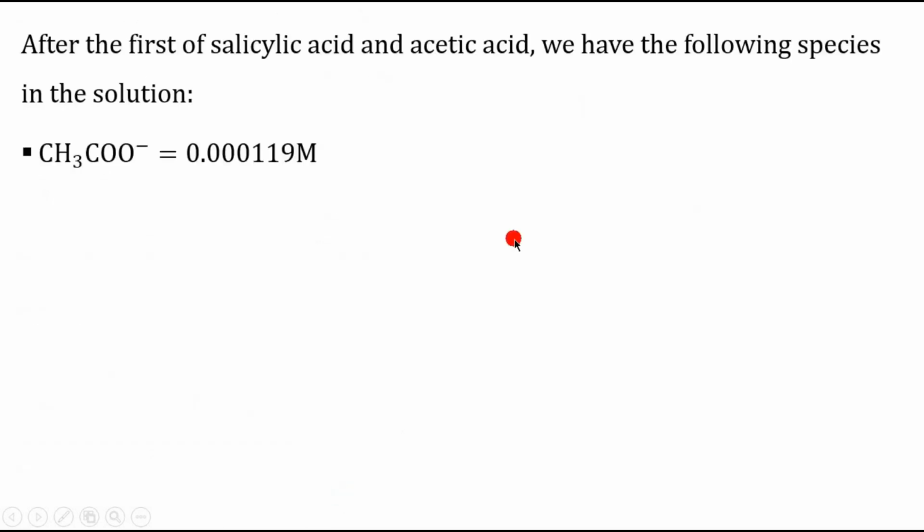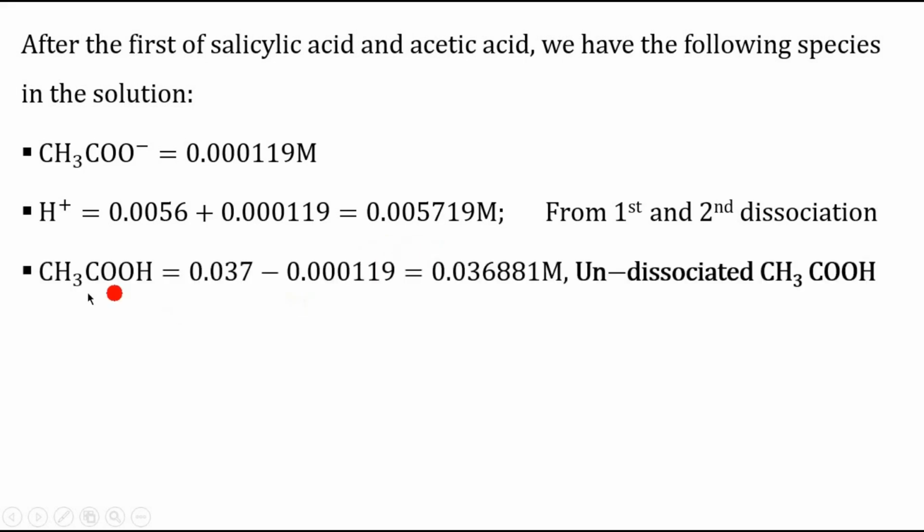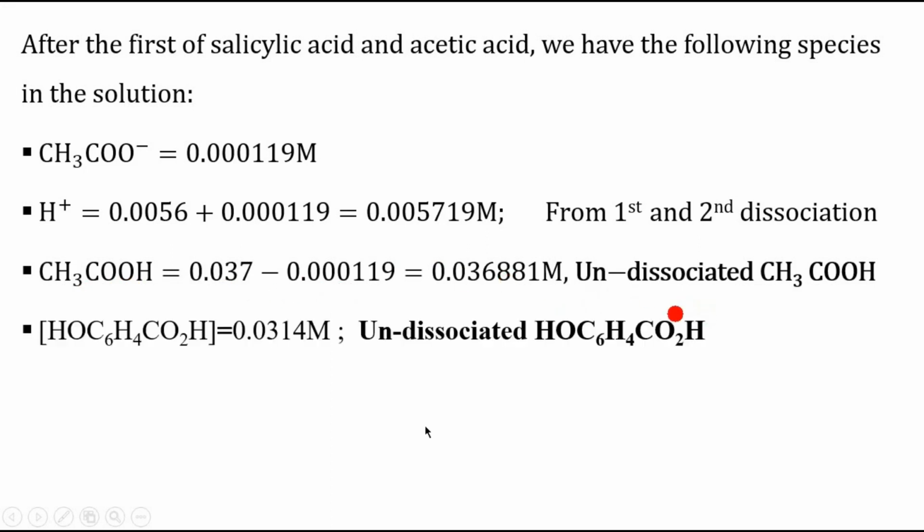So we have also the H plus, because we need to put H plus from the first dissociation from salicylic acid plus H plus from the acetic acid dissociation. Then we have this value after the second dissociation. Then we have also the acetic acid which will remain undissociated. We take this one minus X. So we get this one. This will be undissociated acetic acid. We have also undissociated the salicylic acid that we get from the first dissociation.